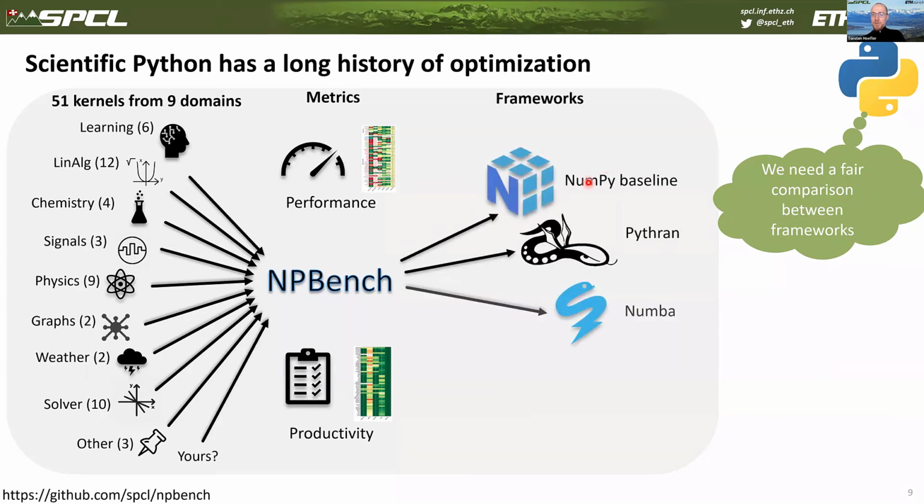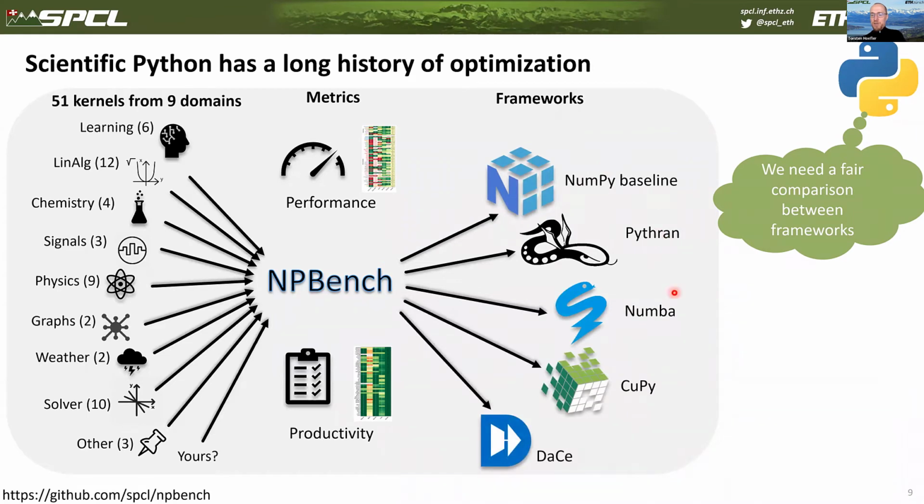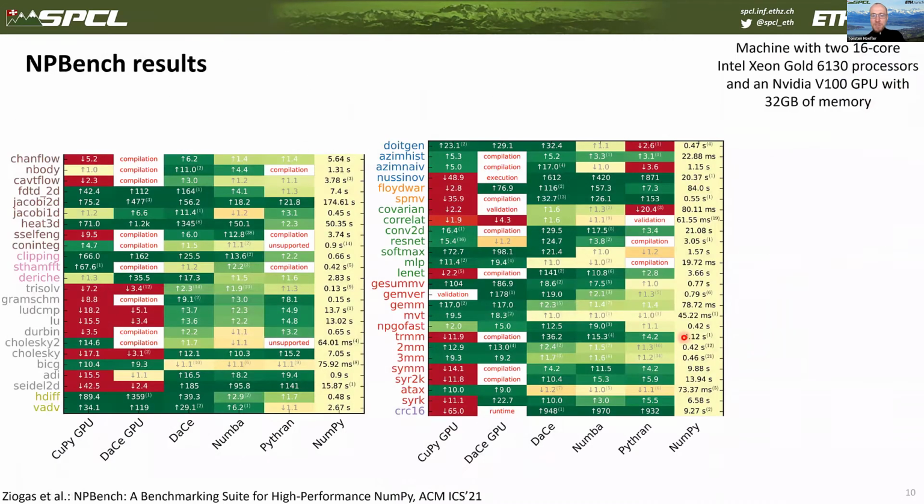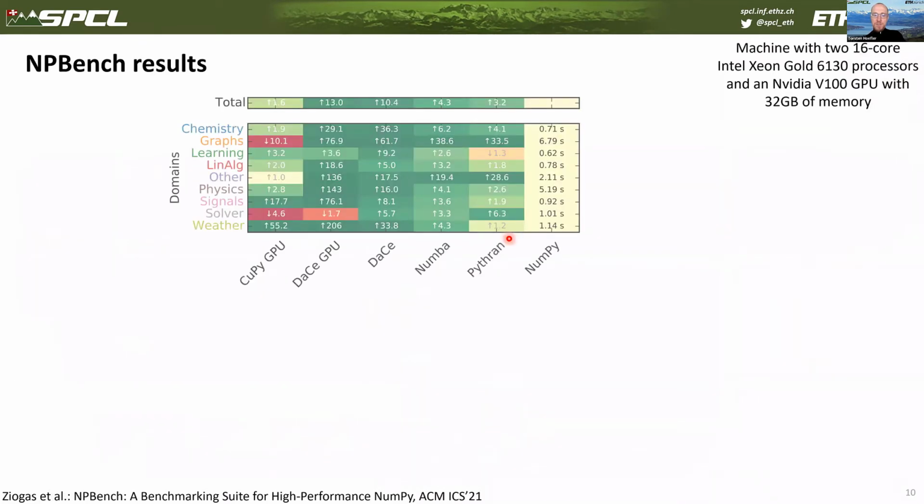So these frameworks are just NumPy as NumPy, Pythran, Numba, CuPy, and Dace. There are more frameworks, but these are the ones that we considered are actually easy to use and kind of production level. So we could now look through all those 51 results. I don't have enough time to do this. I just want to summarize this.